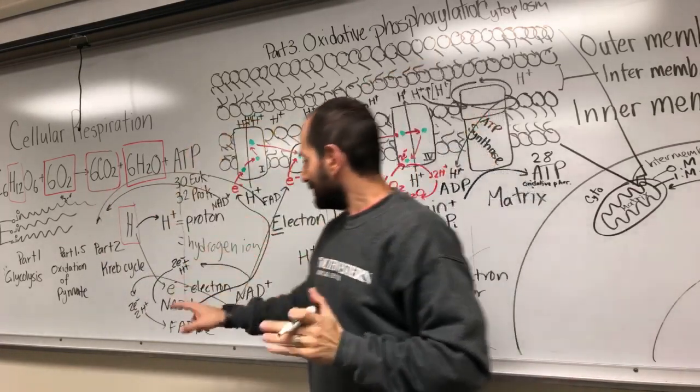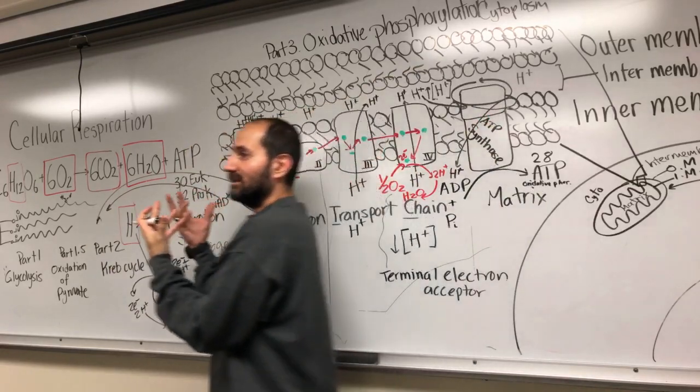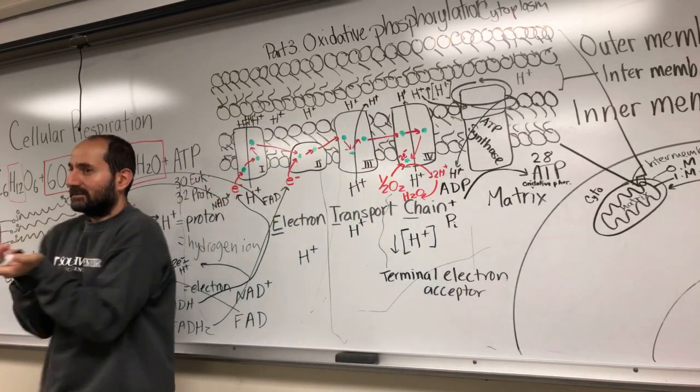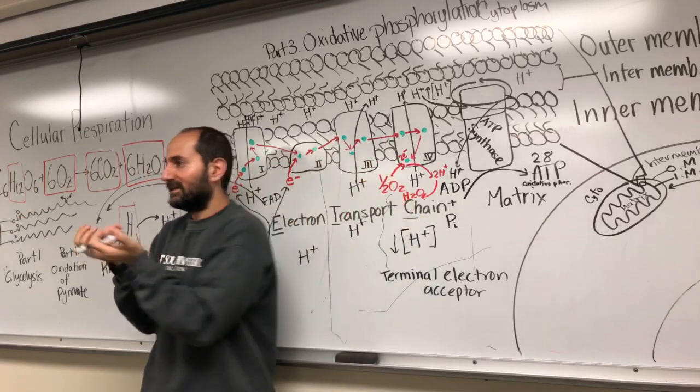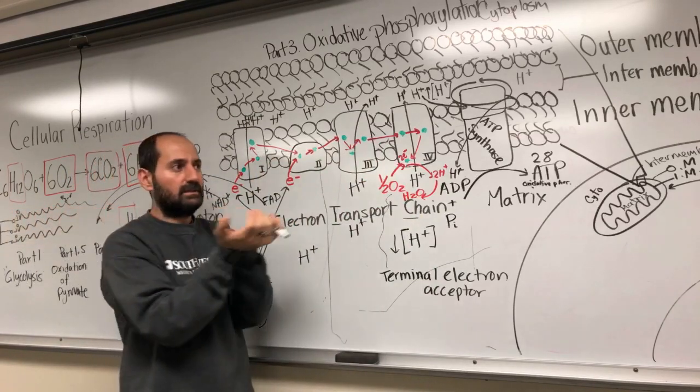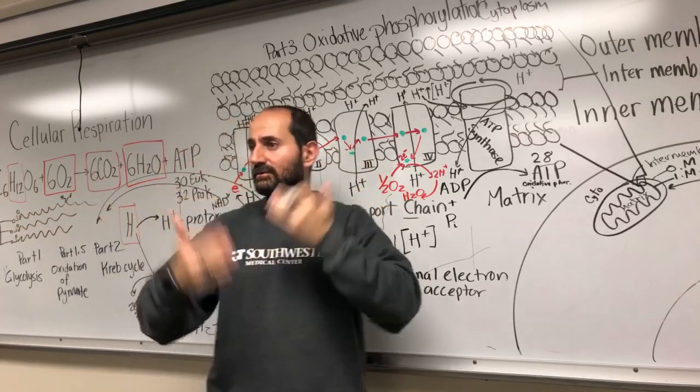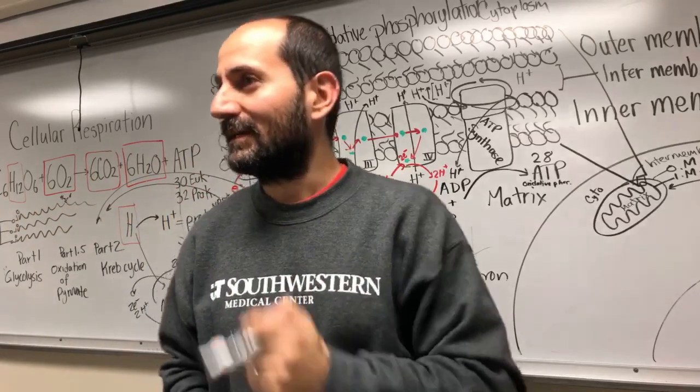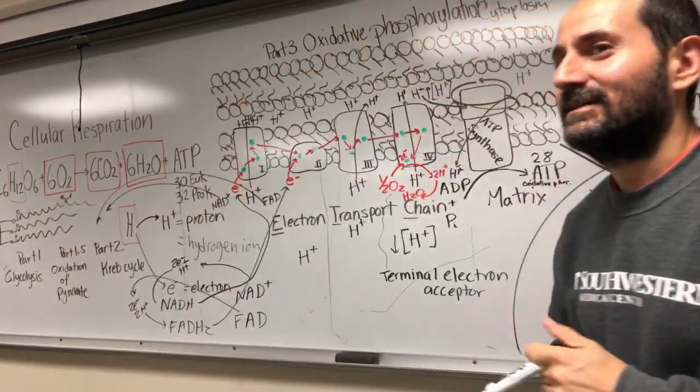So the electron carriers' job is to come here, pick up those H's, come here, drop them off, go back, pick up H's, come here, and drop them off, over and over and over again. And we're done, right? Any questions?